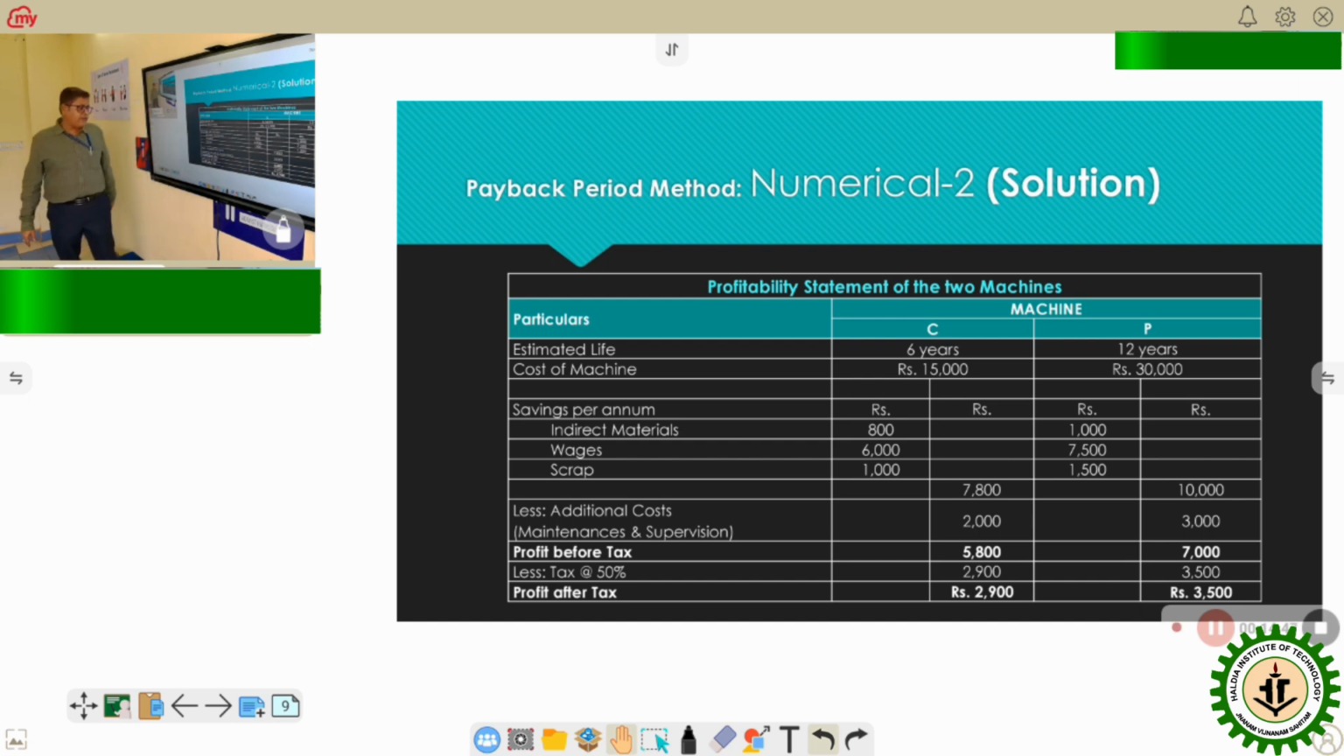As it is given that 50% of the earnings are to be deducted as tax, we calculate 50% of 5,800, which is equal to 2,900. So the profit after tax is 2,900, since 50% is given. Similarly, after deducting the tax for machine P, we get the profit after tax of 3,500.